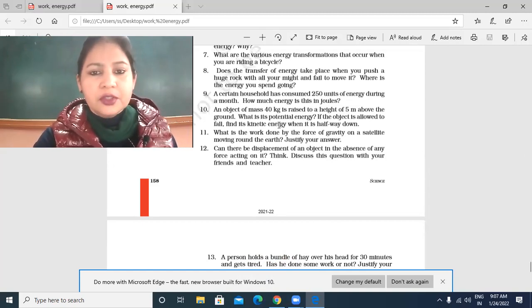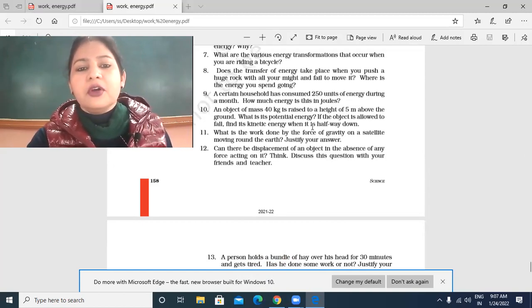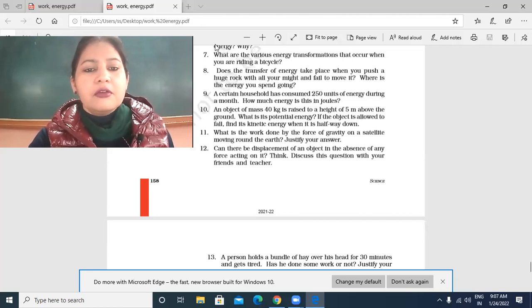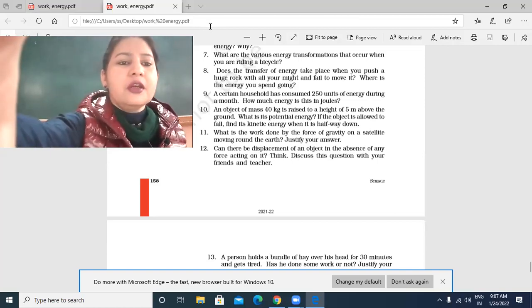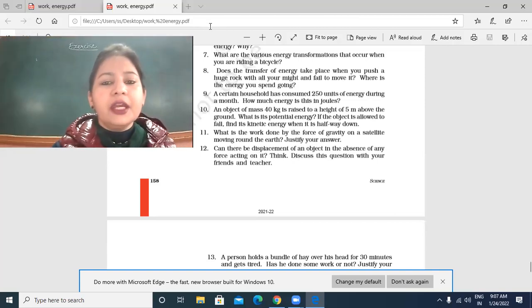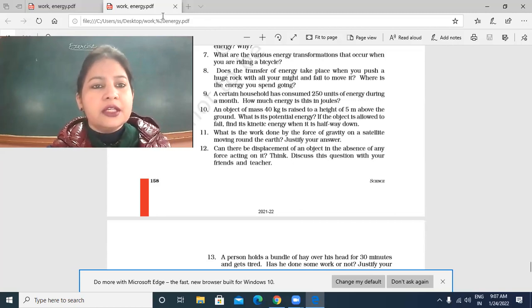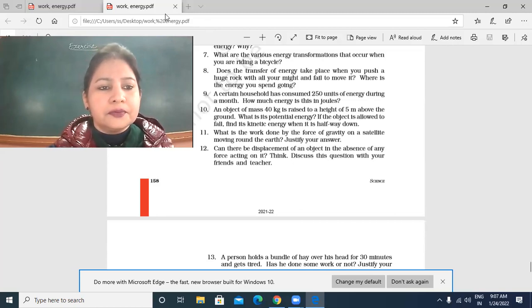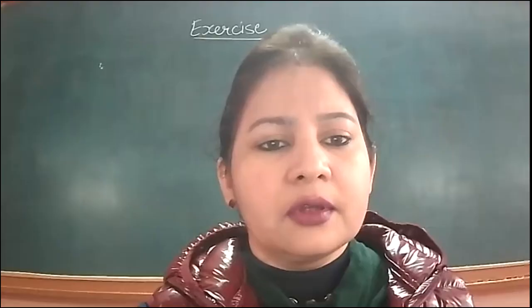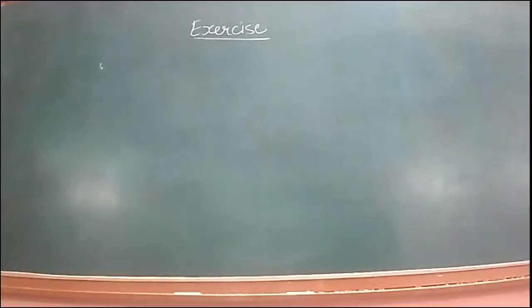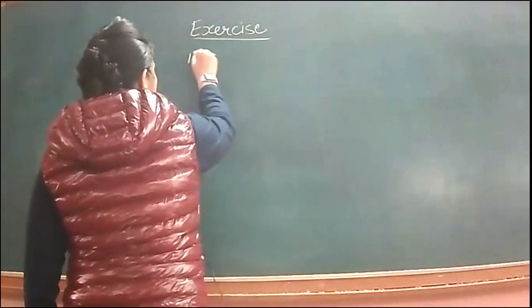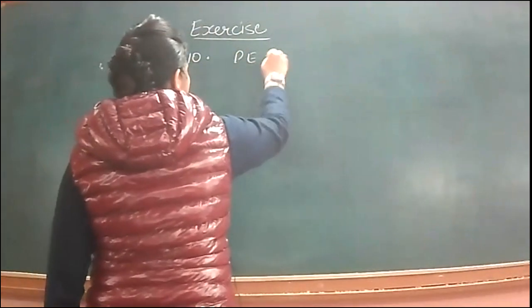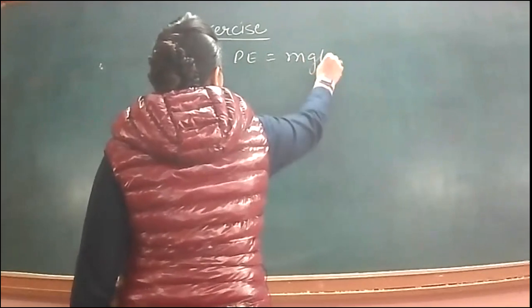We'll find its value. Now, next part is, if the object is allowed to fall, find its kinetic energy when it is halfway down. We are to find kinetic energy when it is halfway down. So let's find that now. So dekhiye, we have potential energy equal to MGH.